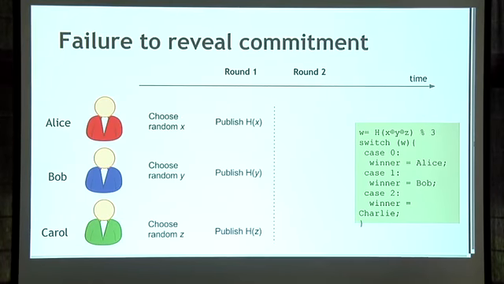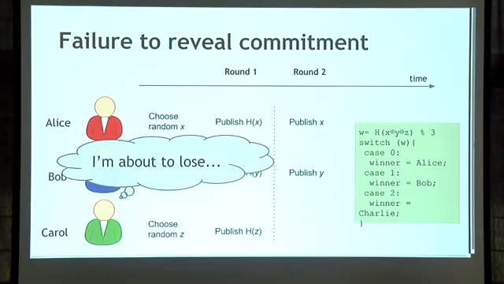So what happens if somebody fails to reveal their commitment? So let's go back to round 2 of the protocol. And let's say that Alice and Bob each publish their commitments, and then Carol looks at these and she says, if I publish my commitment, I'm going to lose. I can see the random numbers that Alice and Bob chose, and I know which random number I chose, and I can run that script and tell that I'm not going to win.